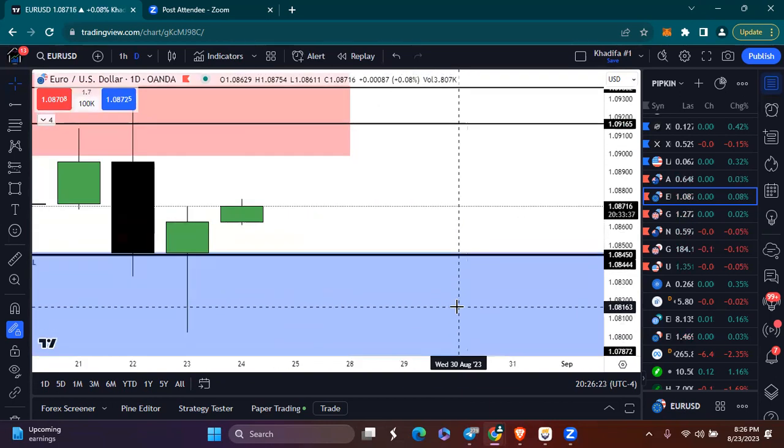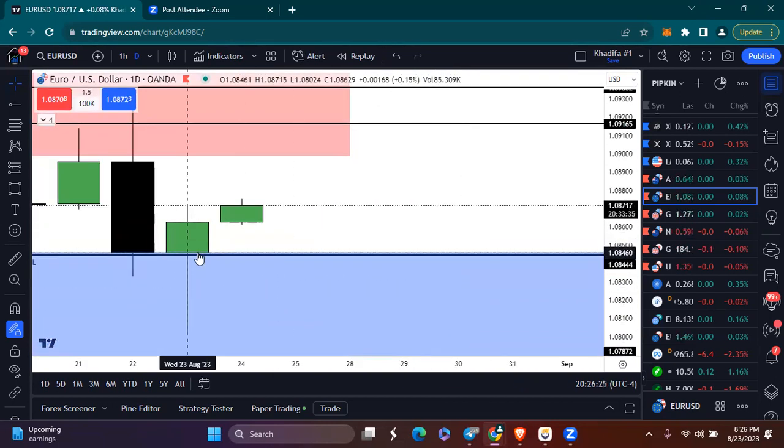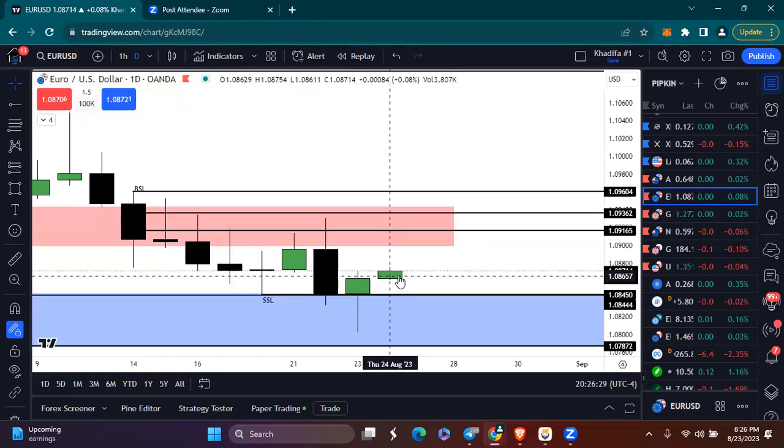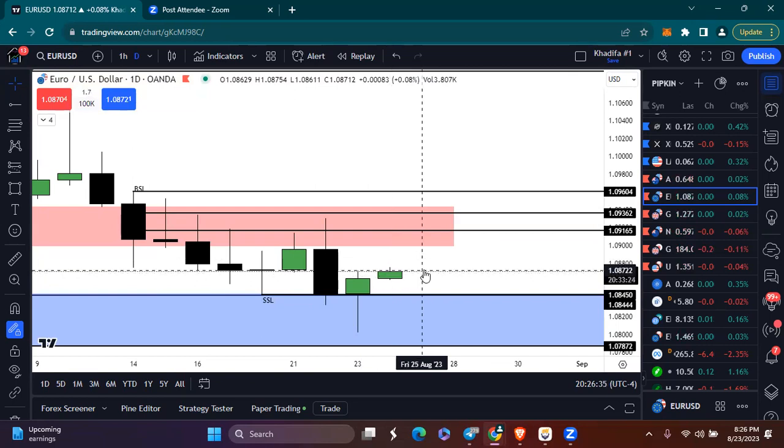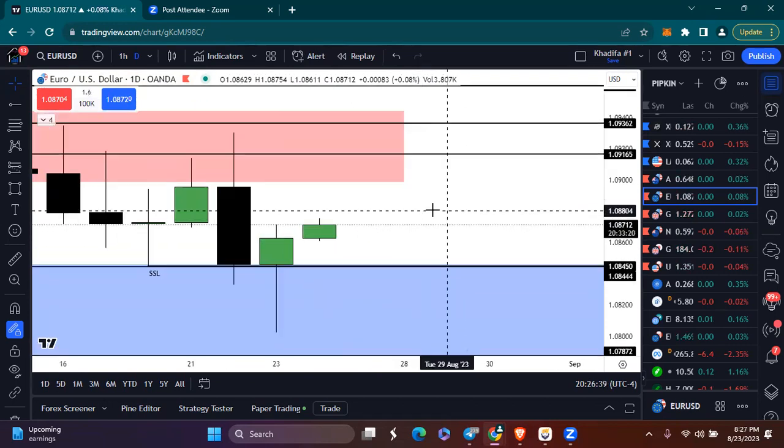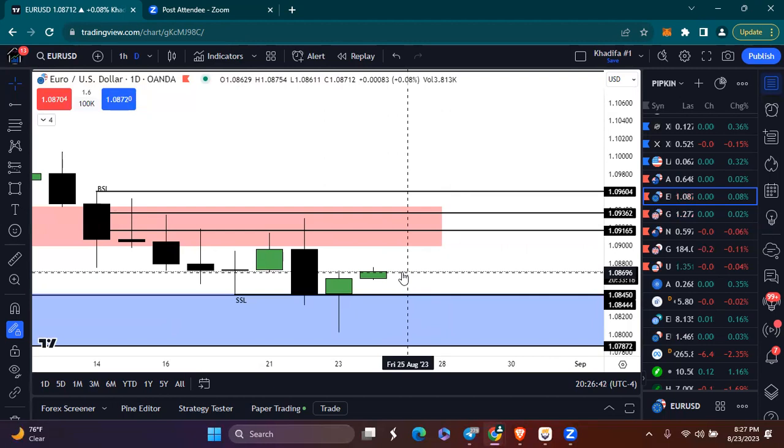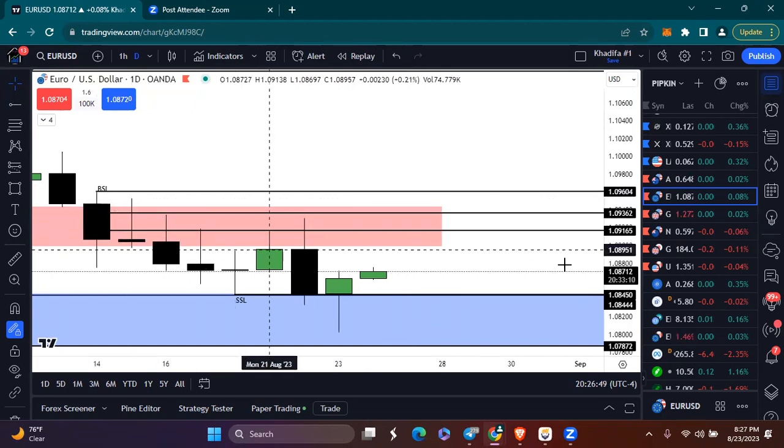Now we closed above that weekly fair value gap today. So as I expect the dollar to continue bearish for the rest of the week, I expect currencies to continue to the upside for the rest of the week. And I expect us to run that upper premium level from last week's price range.